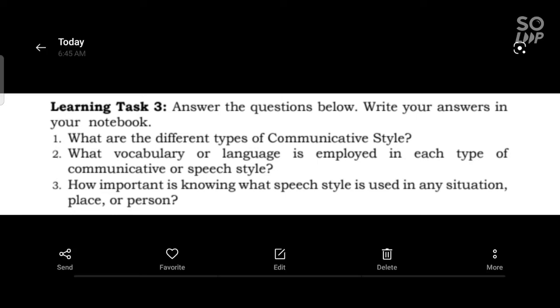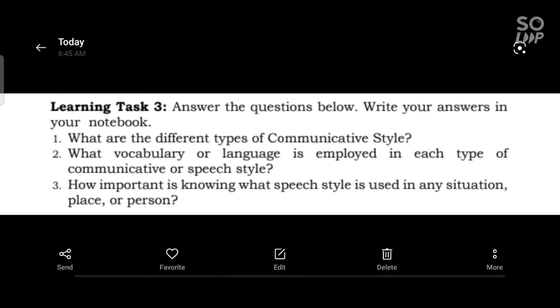For number 2, what vocabulary or language is employed in each type of communicative style? So, what do you think? Ano kaya yung mga pwedeng gamitin dun sa bawat communicative style na yon? Isulat din po sa inyong answer sheet.